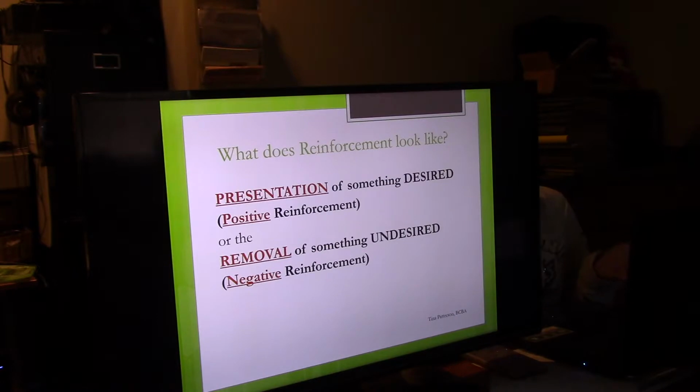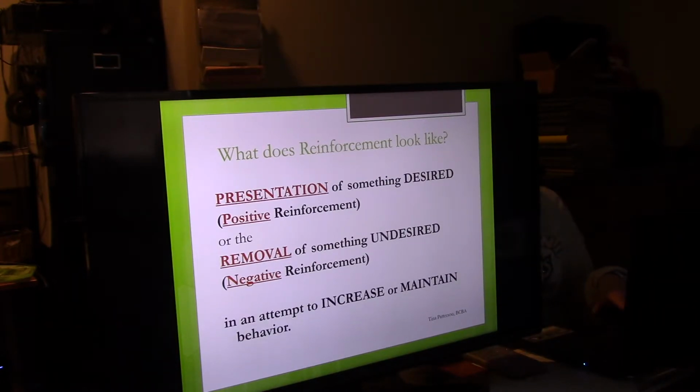So positive doesn't mean good, and negative doesn't mean bad. Positive is presenting, negative is removing. So it's an attempt to increase or maintain behavior, because reinforcement increases the behavior. Always. Reinforcement always increases the behavior. If you give them attention, it will increase the behavior. The function of the behavior is getting attention.